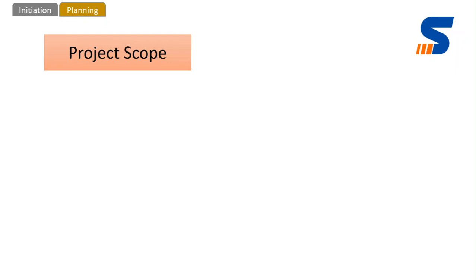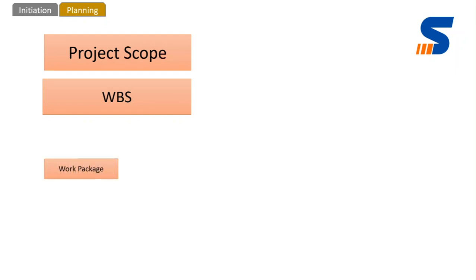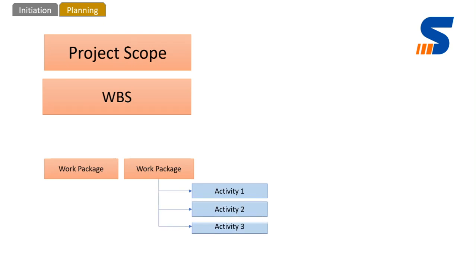The project scope is again subdivided into the work breakdown structure. Through the work breakdown structure we are getting the work packages. There are multiple work packages, and a work package is then again decomposed into activities. So we can have multiple activities. In this case, for example, there are 3 activities.